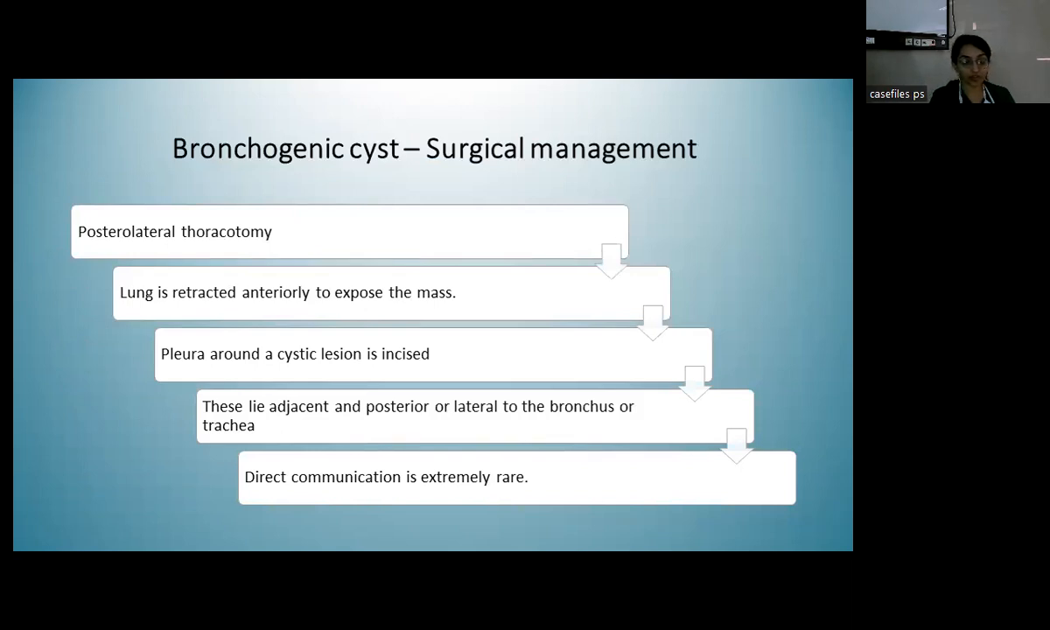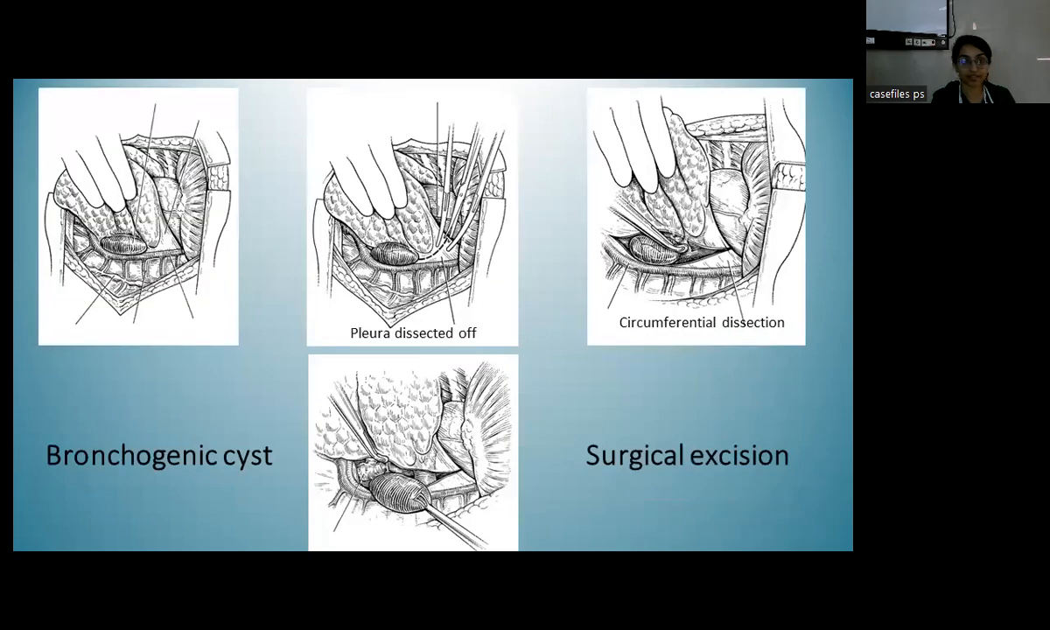Coming to the thoracotomy approach, posterolateral thoracotomy is preferred. The lung is retracted anteriorly to expose the mass, and then the pleura around the cystic lesion is incised. They usually lie either posterior or lateral to the bronchus or the trachea, and direct communication is extremely rare. This is a set of pictures showing the pleura being incised and dissected off over the cyst. The cyst is removed and then it is closed.